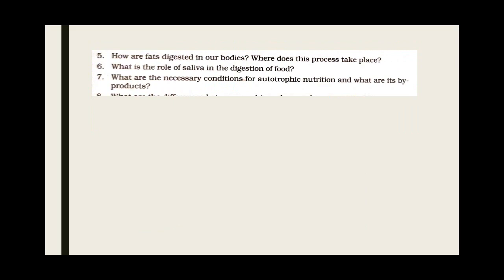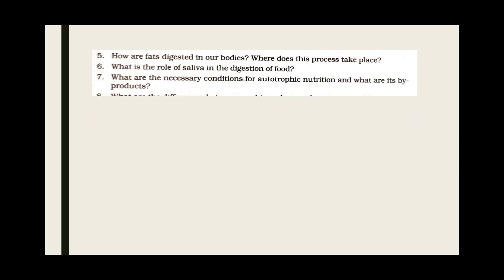Now what is the role of saliva in the digestion of food? So you will be writing that it contains an enzyme, salivary amylase, which converts starch into maltose. It also softens the food for easy crushing, and it also prevents infection by the microbes that often enter along with the food.